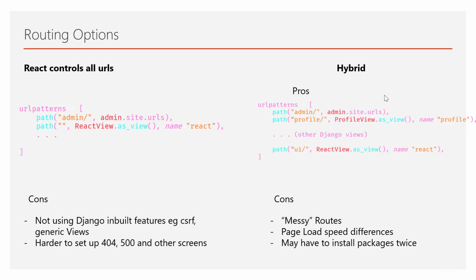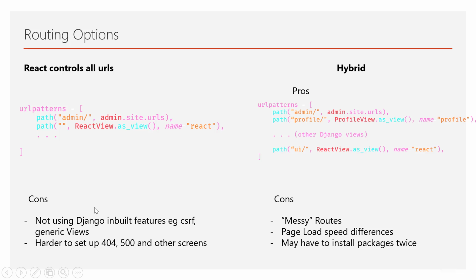So when it comes to code, this is what I'm talking about. If you want React to handle all the URLs, you do like what we did in the last tutorial, where you just have the admin site, then you have React taking up an empty path, basically telling React to take any other URL that is not admin and handle that.